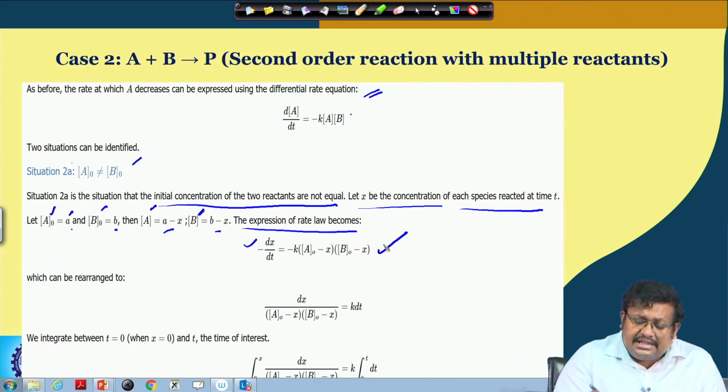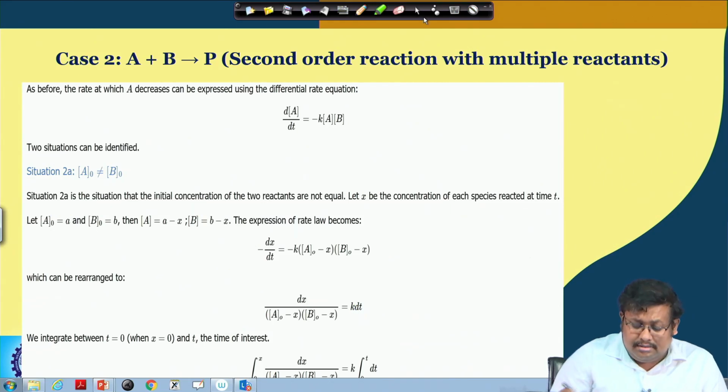This can be represented by this, where the concentration of A is A0 minus x and B0 minus x represents the concentration of B at that particular time, which can be rearranged into this form. Now, we integrate both sides of this equation, taking the integration from t0 to t and from 0 to x. So, basically we will get the following.